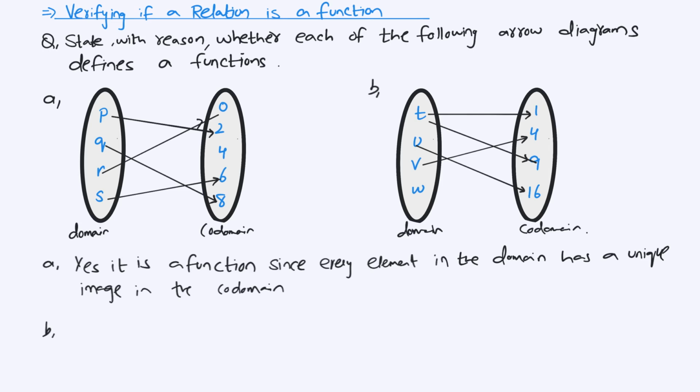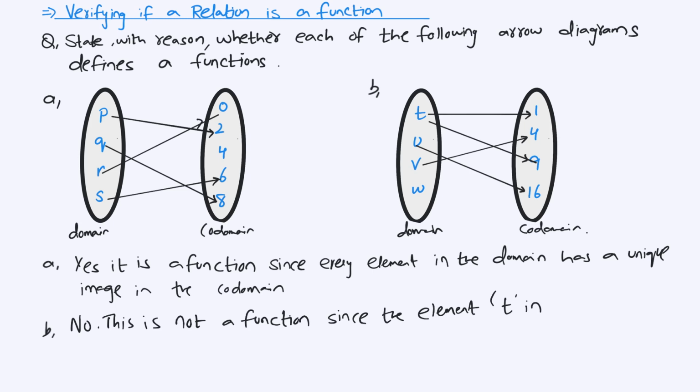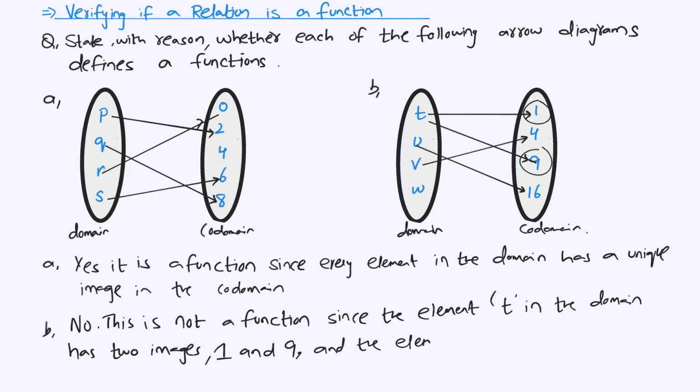So you will say no, this is not a function, since the element t in the domain has two images. What are the two images? The two images are 1 and 9. And even the element w does not have an image in the codomain.